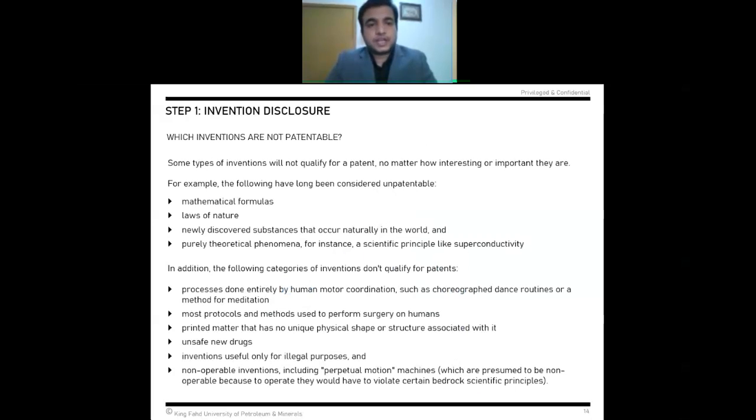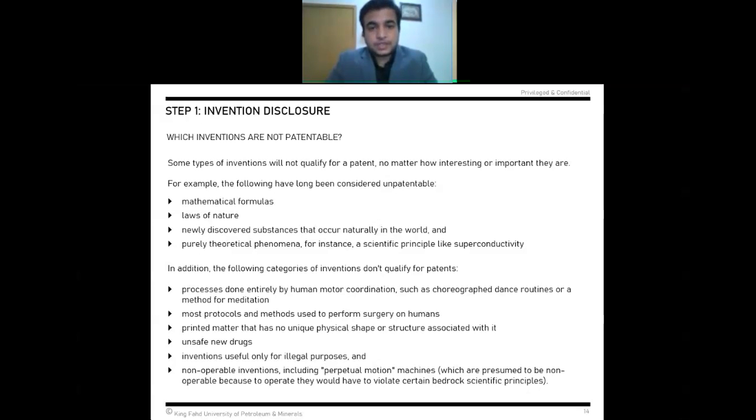I've also included this slide to show that some types of inventions will not qualify for the patent even if they fulfill the criteria we discussed just now. For example, mathematical formulas, laws of nature, newly discovered substances that occur naturally in the world. If someone discovers something that naturally exists, even if it's really interesting, it's not possible to get a patent for it. And the next one is purely theoretical phenomena. So we cannot get a patent for a purely theoretical phenomena.